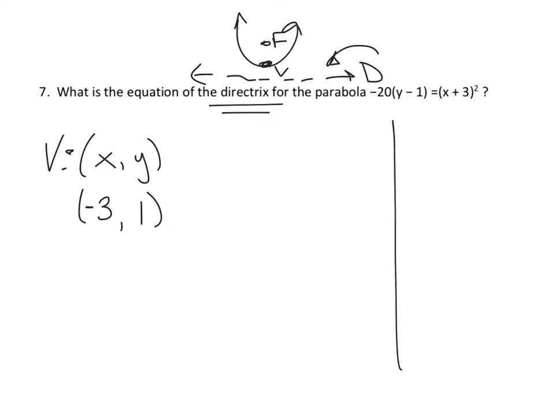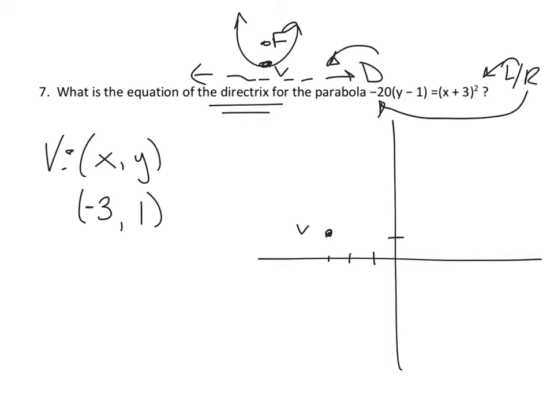So the first thing I'm going to do is plot negative 3, 1 on a grid. Remember, you can use scrap paper for this. This is my vertex. Now what I need to be conscious of is if this opens up, down, left, or right. Because x is squared, it's up or down, I'm sorry. And because the negative is in front of the 20, we're going to pick down. So I'm going to go down.